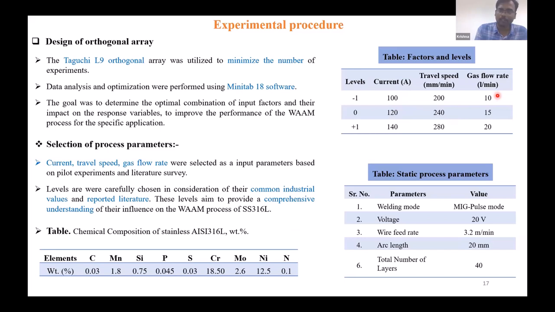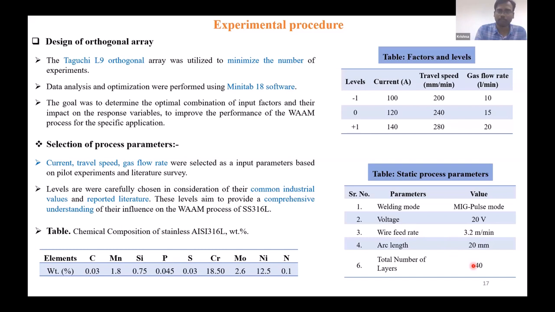Although the variations are small, we can see a significant changes in the microstructure when we are discussing the results. And some of the parameters like the wire feed rate is constant, 3.2 meters per minute, arc length is maintained at 20 mm, and the number of layers we decided to deposit is 40 as per the requirement of the size, based on the samples we want to extract for the testing and other things we have calculated, and it is approximately like 40 layers.